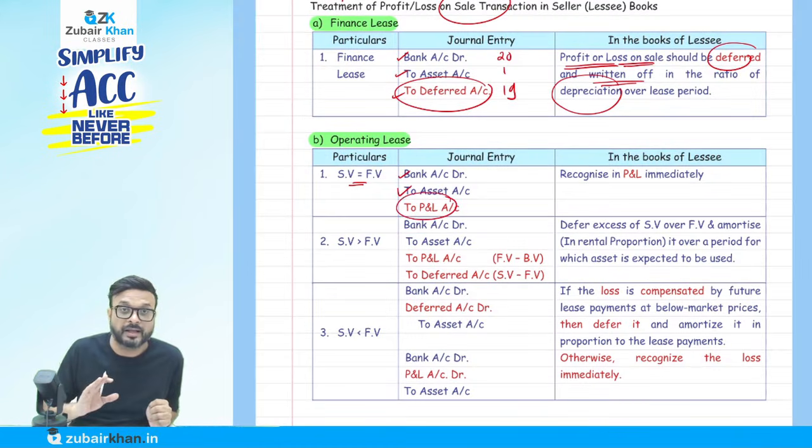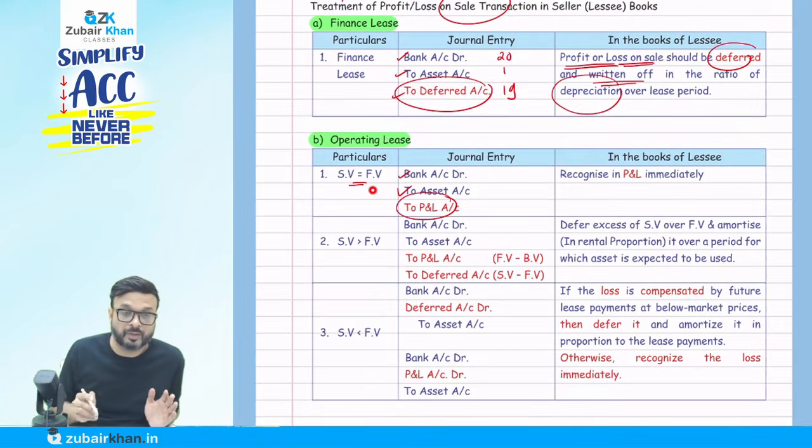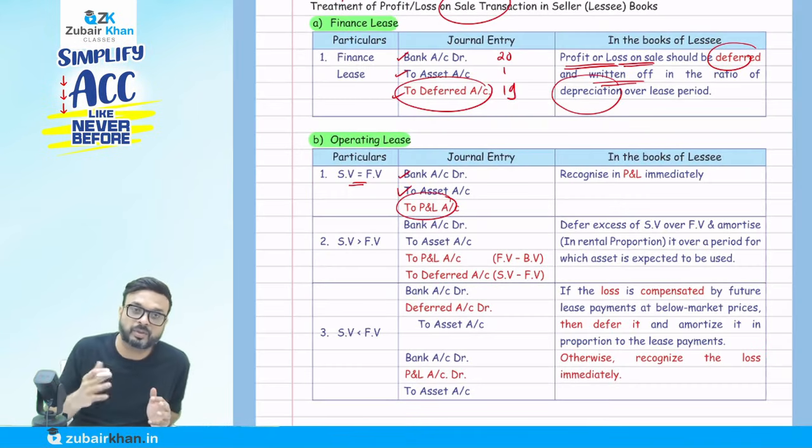There is nothing wrong in that, because the sale value is equal to the fair value. Whatever the fair value is in the market, we are selling the asset at the same price. So our intention is not to manipulate.